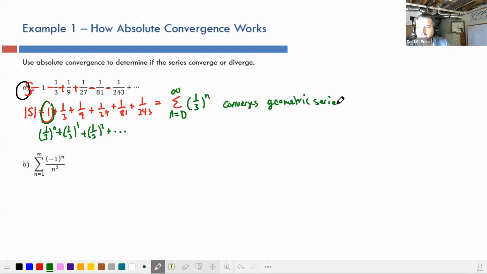And it's a geometric series with what? With r equal to, or the absolute value of r, I guess, equal to 1/3, which is less than 1. And so what can we conclude now? So by that absolute convergence theorem, basically, that little picture we drew, we can say, therefore, S converges absolutely, which implies S converges.